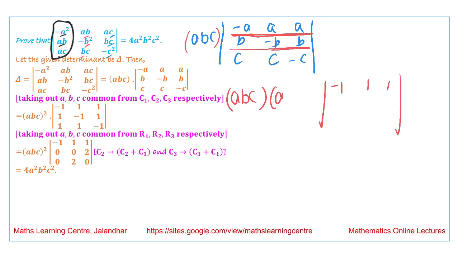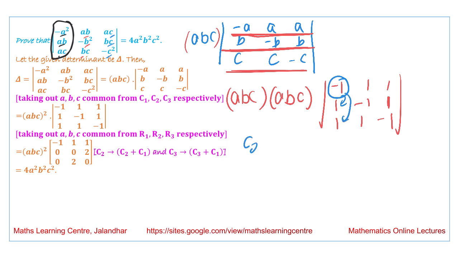From the second row we are taking b common, it is 1, minus 1 and 1. From the third row we are taking c common, it is 1, 1 and minus 1. Now the next step we are going to do is, with the help of this minus 1 we are going to make both these terms equal to 0.